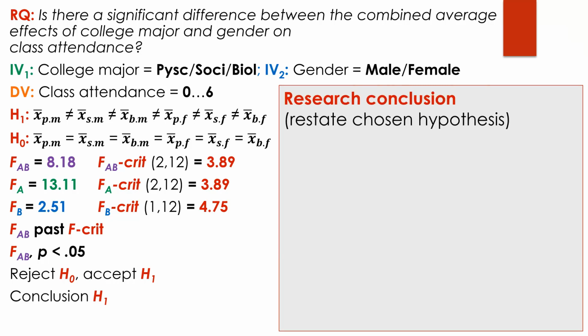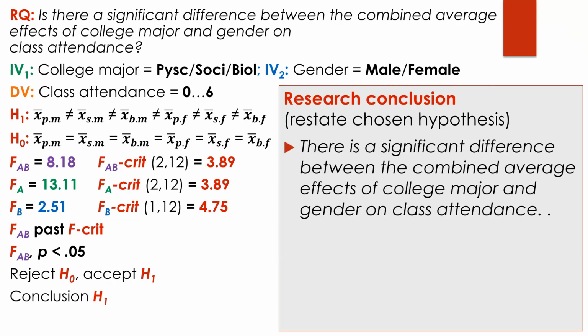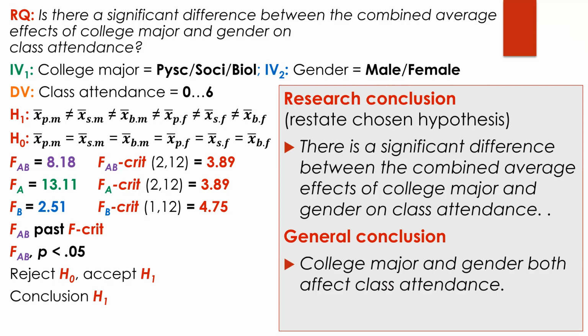That becomes our conclusion. And so we restate the alternative hypothesis for the interaction. And then we need to put it back into its general wording, like from the general question for a general conclusion. And you can say something like college major and gender both affect class attendance. And that is the answer to our question there.